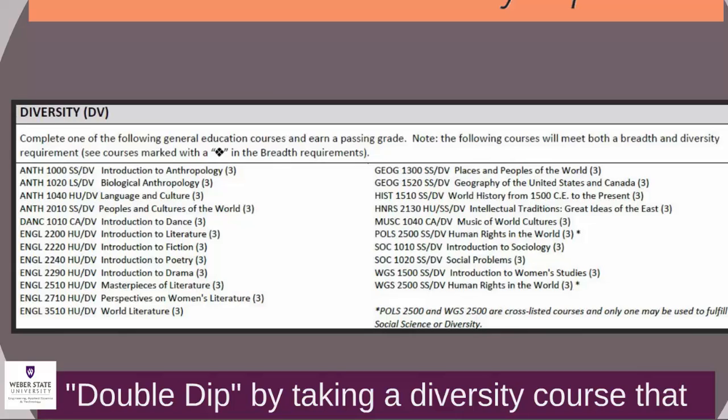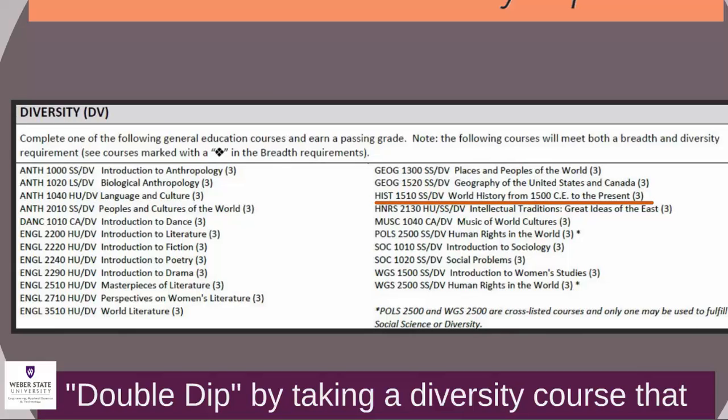We will cover the breadth requirements next. The classes shown on your screen are just a sampling of classes that will fulfill the diversity requirement. This is one of the few times you can double dip on classes. This means, for instance, if you were to take History 1510, that class would count as a social science, as well as for your diversity.